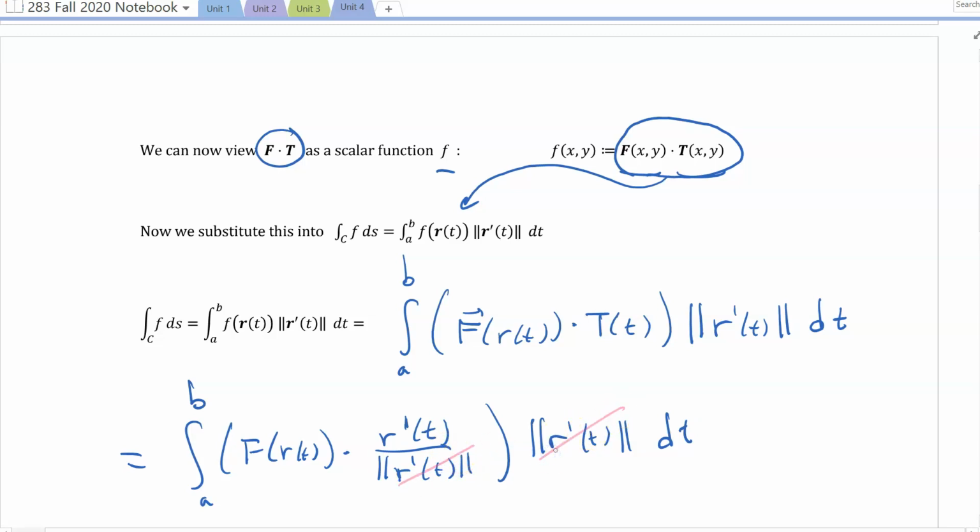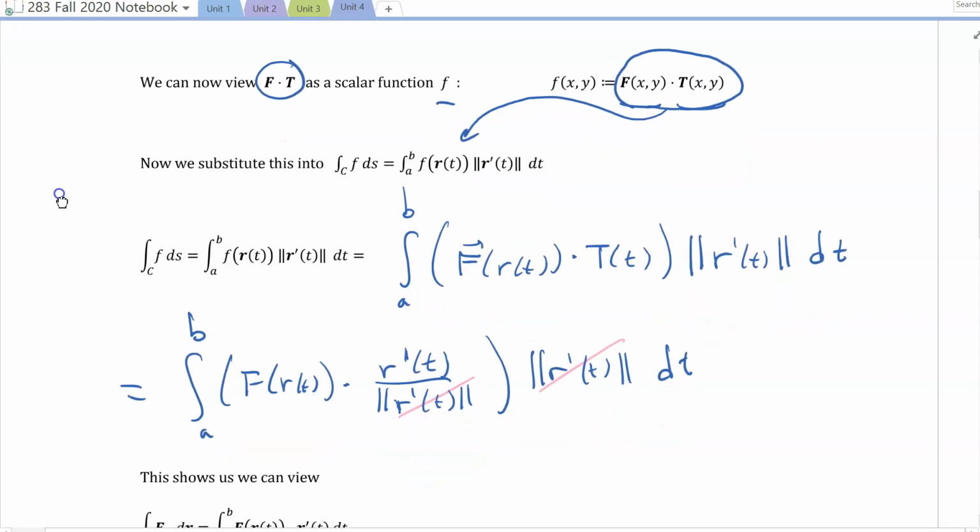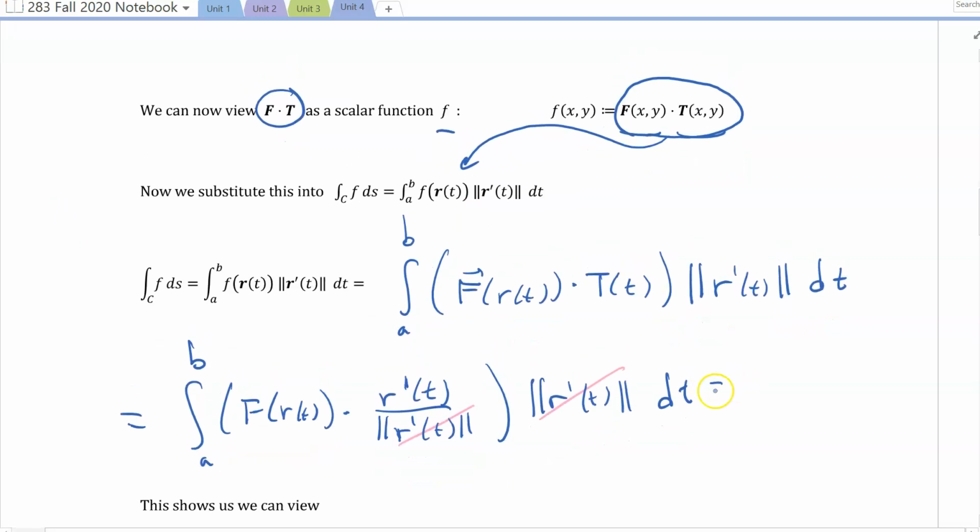We can bring that into the dot product and multiply one of those vectors by that magnitude, and we can multiply therefore the second vector by the magnitude and cancel that out. So what does that leave us with then? We are just left with the integral from a to b of F of r of t dotted with r prime of t. And again, that's what we have seen before in our work on line integrals of vector fields.